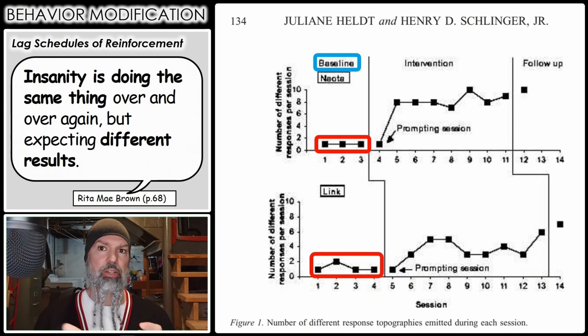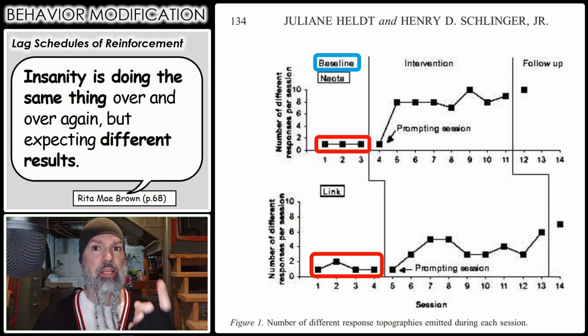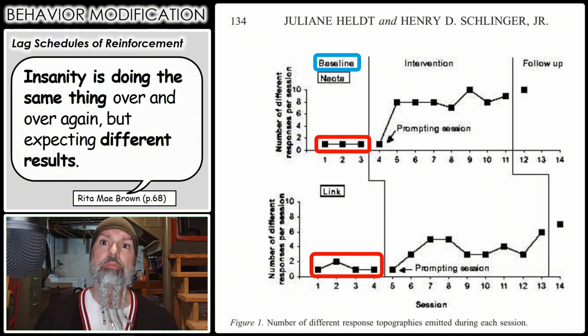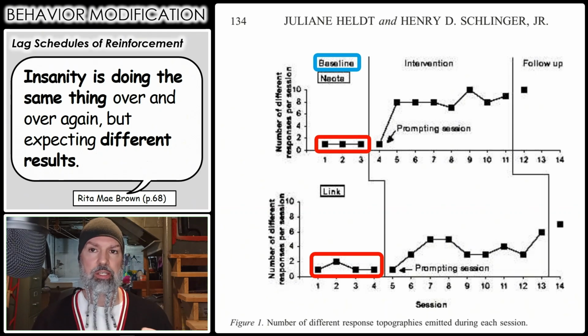So if they were shown a picture and asked, hey, what do you see? They might say ball. And it's like, well, what else do you see? Ball. They would always say ball, and they wouldn't vary their responses at all. That was during the baseline period.